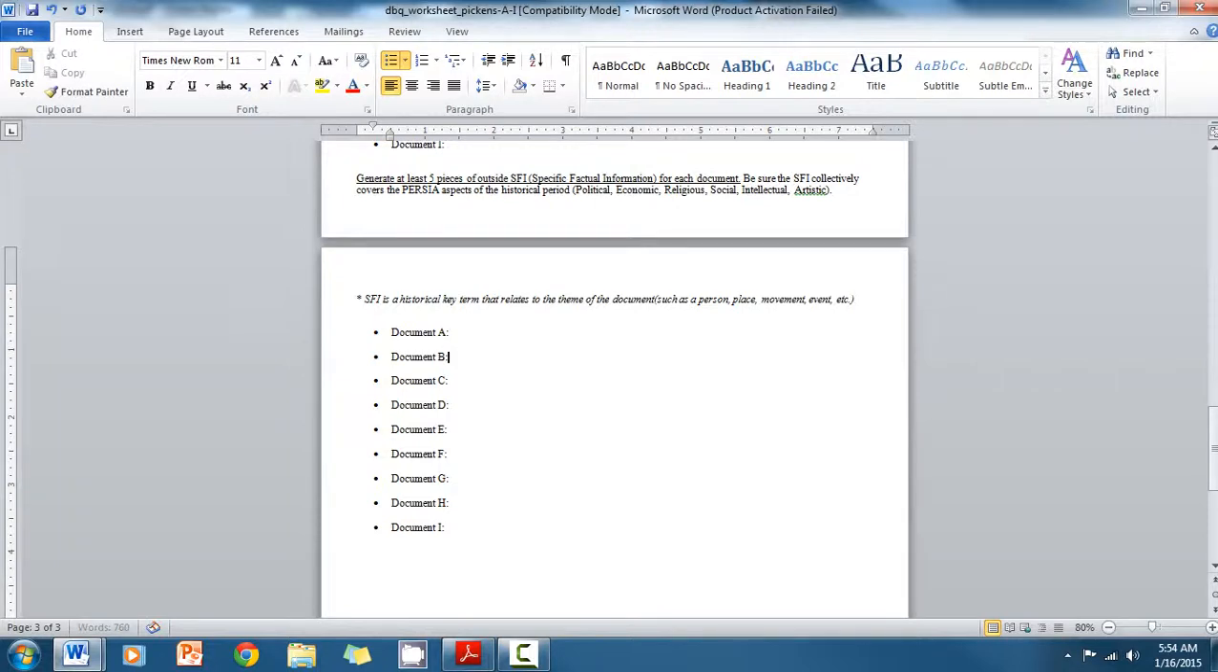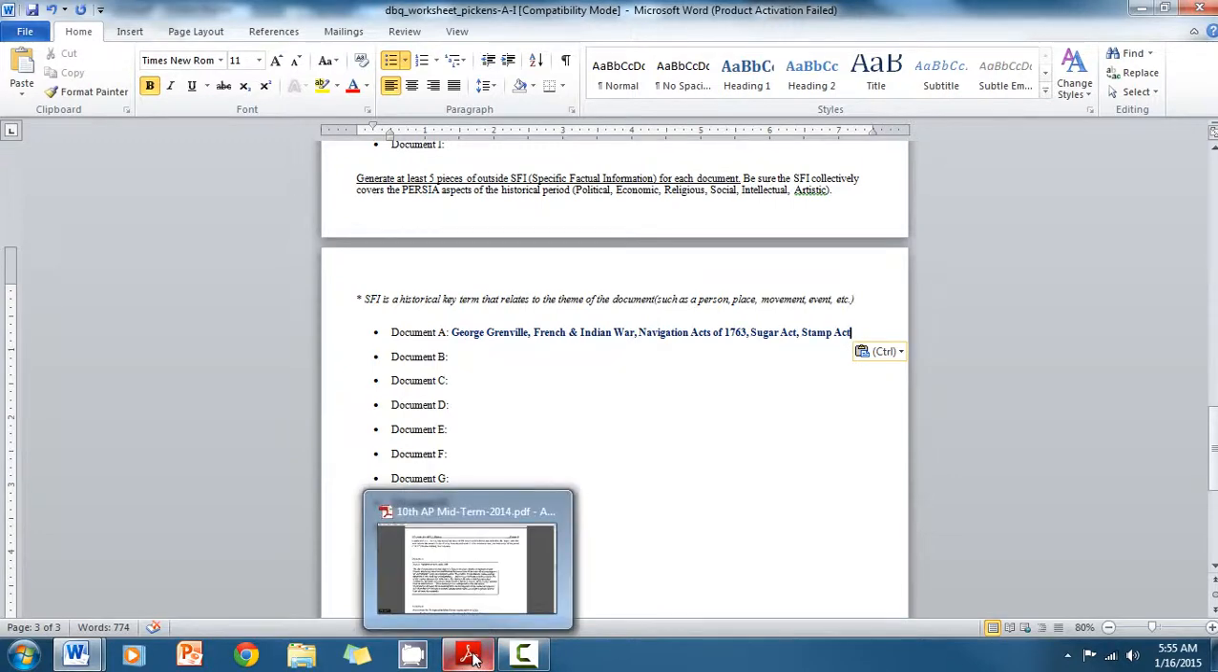But when you're planning the thesis for the sake of the DBQ worksheet, in the planning phase, you want to generate as much SFI as you can. But when you write the actual essay, you only need 15 pieces for the entire essay. So here, I'm going to talk about mainly how to generate SFI using association chains. And so all of these pieces of SFI relate.